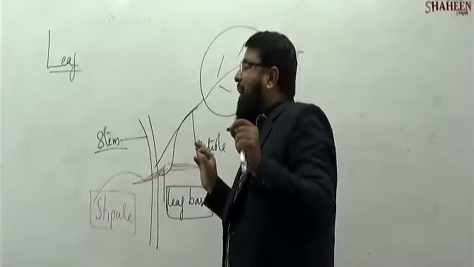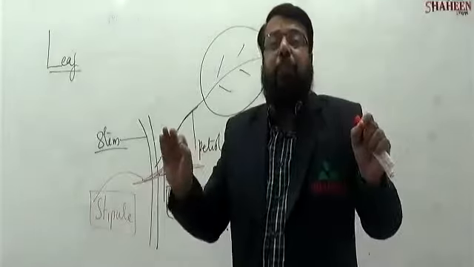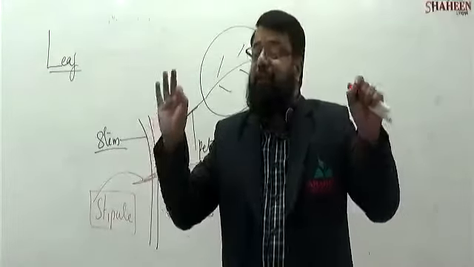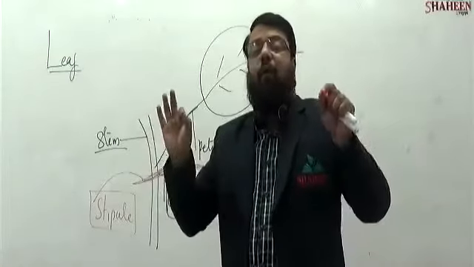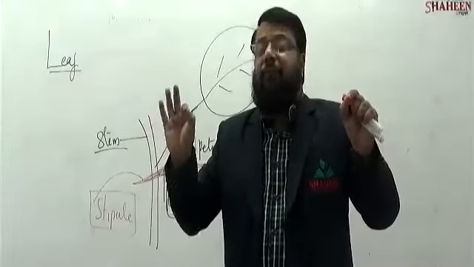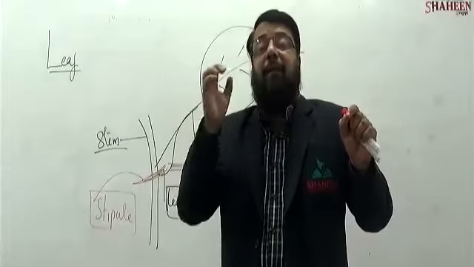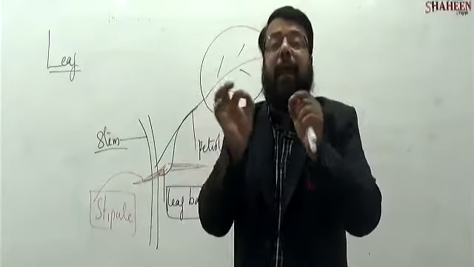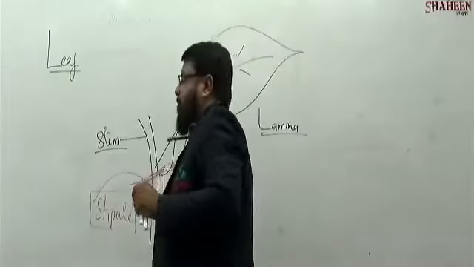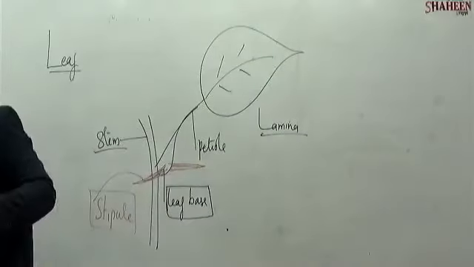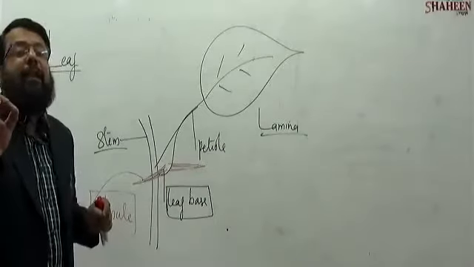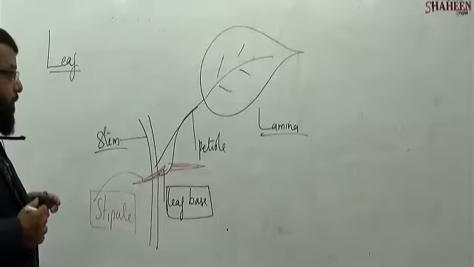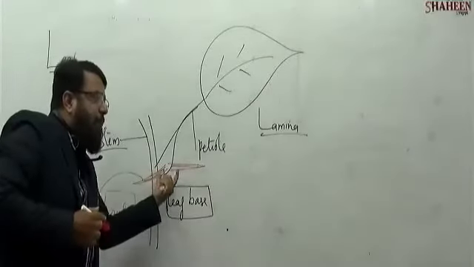So the stipules are present at the leaf base. What is the leaf base? The first part of the leaf. The leaf base is the structure that is meant to attach to the stem. Okay, at the base of the leaf, a leaf base is observed. Now, do we have different types of leaf base?